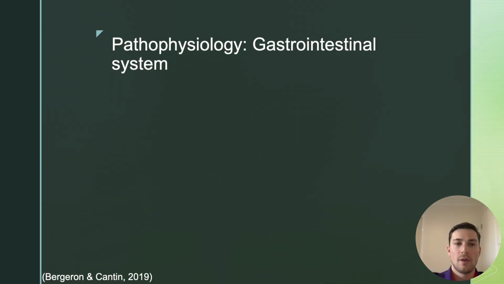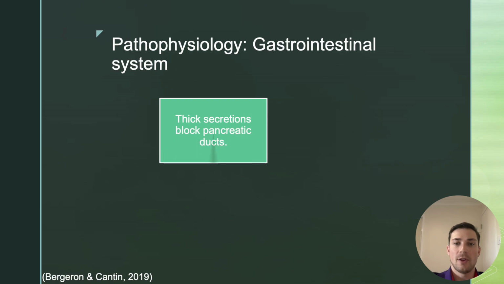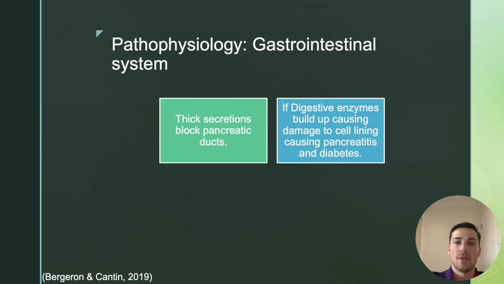In the gastrointestinal tract, these thick secretions can clog the pancreatic ducts, preventing digestive enzymes secreted by the pancreas from being absorbed into the small intestine. After a time, if these digestive enzymes remain backed up, they can cause damage to the cells lining the pancreatic ducts, leading to complications such as pancreatitis and diabetes.